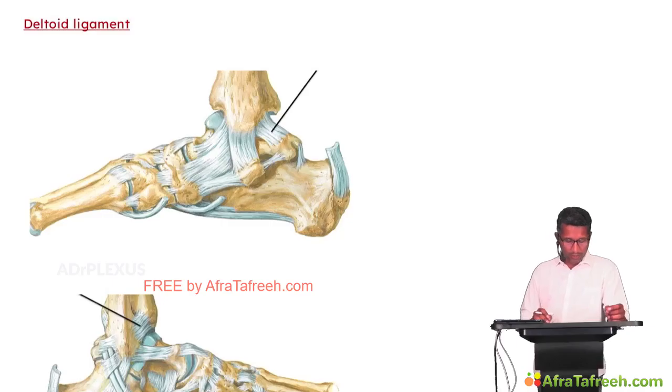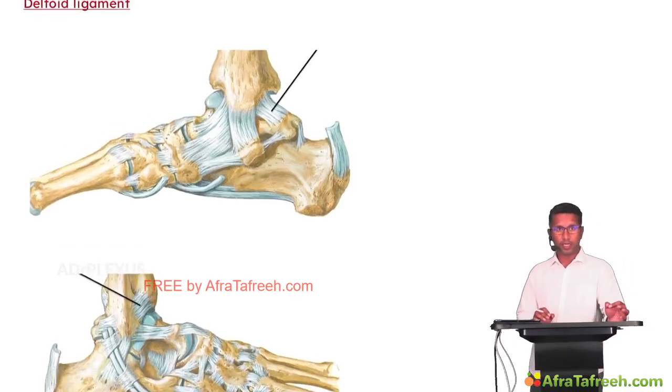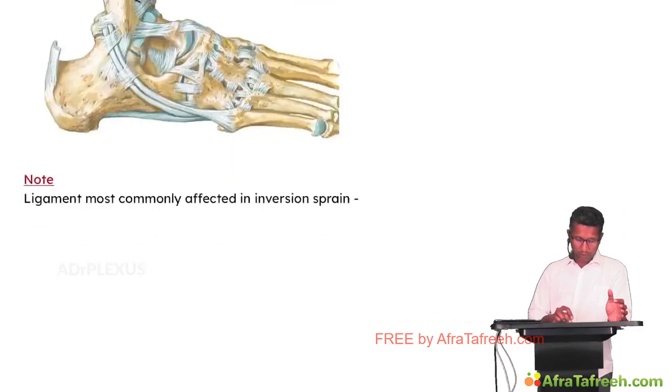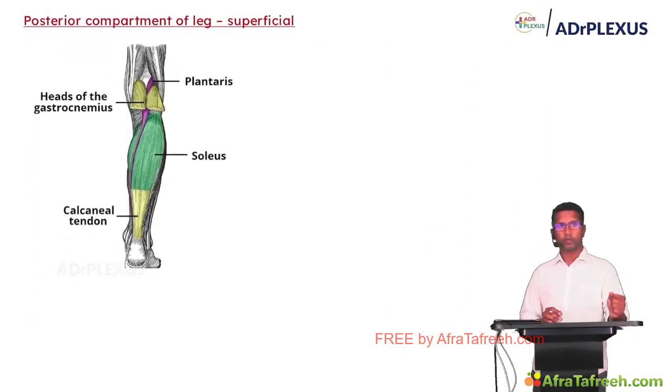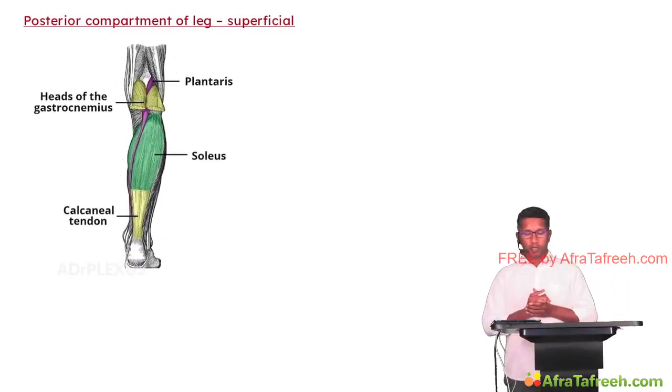Okay, so with this background, we'll move to the next part of the foot and ankle. See, we will discuss this deltoid ligament in detail when we come to the ankle joint, so don't worry about this picture now. We'll discuss that in a short while. We'll go to the posterior compartment of the leg here, after the popliteal fossa.